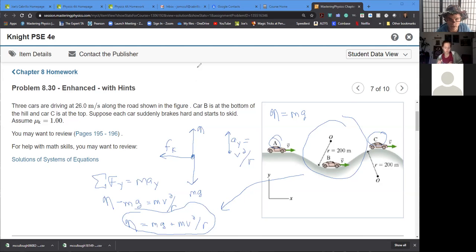Then when you're getting the actual acceleration, the sum of the forces in the x direction equals max. The only force you have is the force of kinetic friction. So the force of kinetic friction is mu k times the normal force, which equals max.